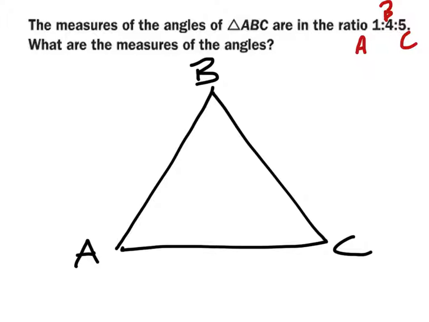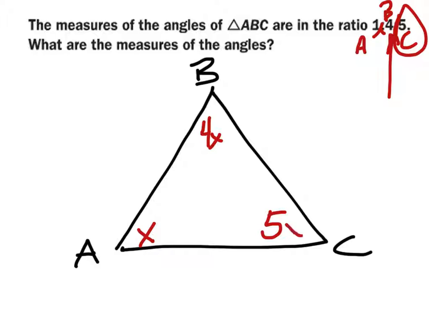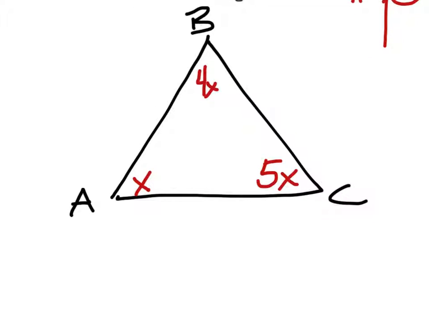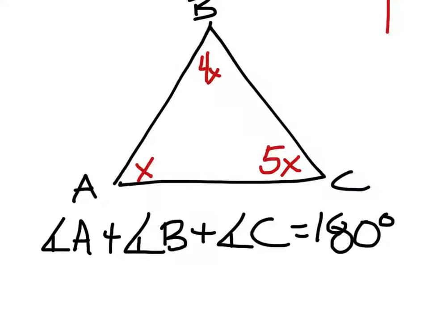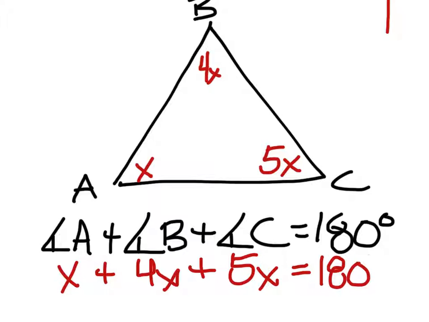Okay, what this means is that in the ratio, we're just going to compare these with X's. All right, so I've got X. Okay, if A is one of the X's, B then is 4 of the X's. And then C would be 5 of the X's, okay? Now again, it didn't give us any values here, but we can use the same concept to figure this out. So we know angle A plus angle B plus angle C is 180 degrees. So we know A is x, B is 4x, and C is 5x. That's going to equal 180 degrees.